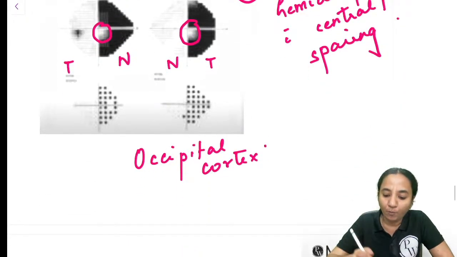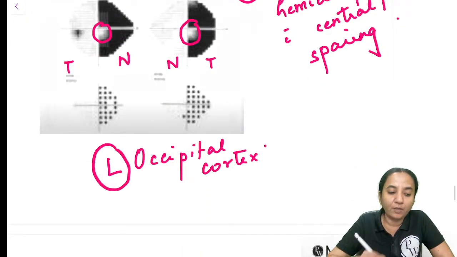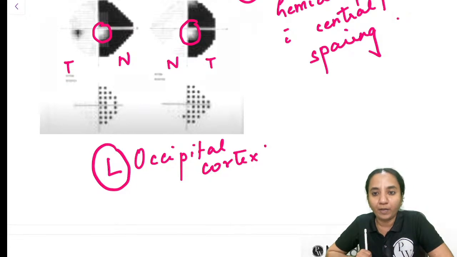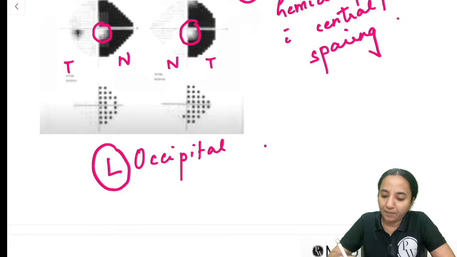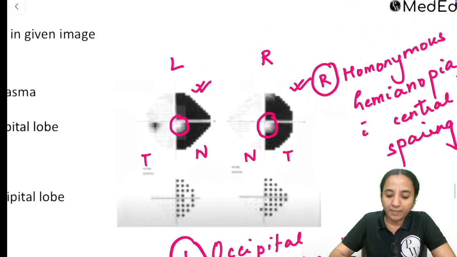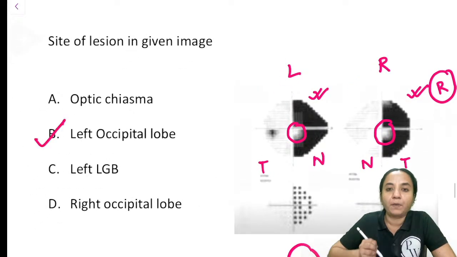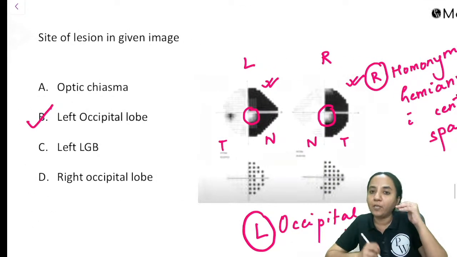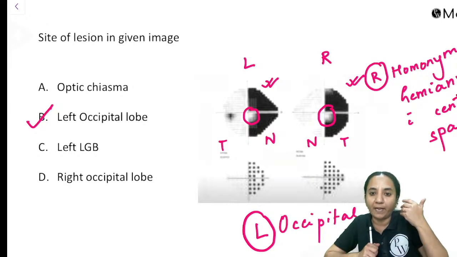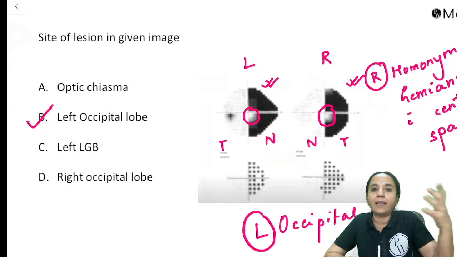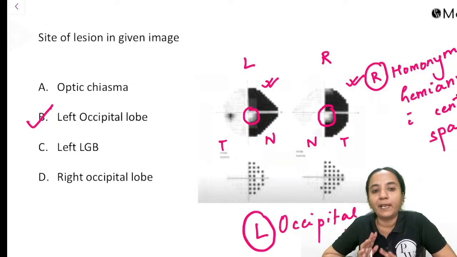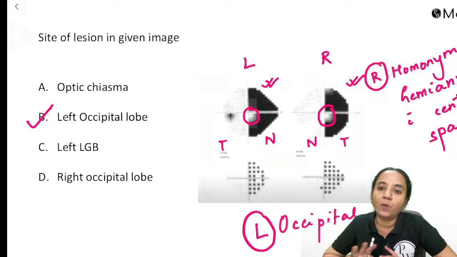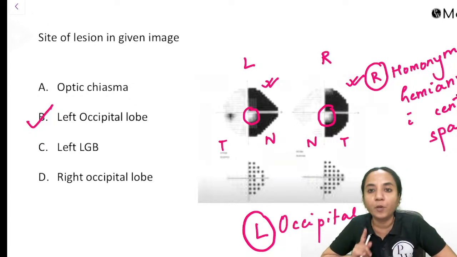And if it's a right homonymous hemianopia, the site of lesion is the left occipital lobe. What is the answer? The answer is the left occipital. So the picture given to us is a right homonymous hemianopia with central or macular sparing, site of lesion left occipital. This is a commonly asked question, and what students commonly get wrong is confusing the right and the left. So I hope you will not get confused.